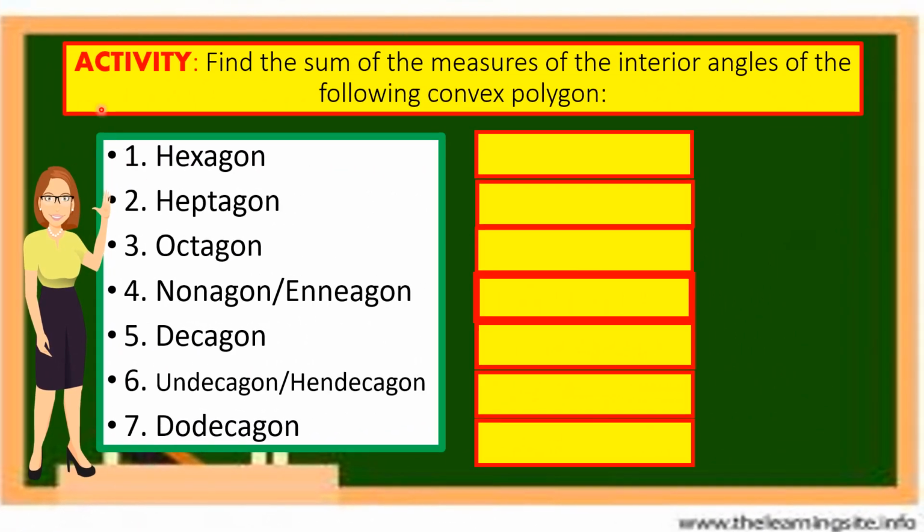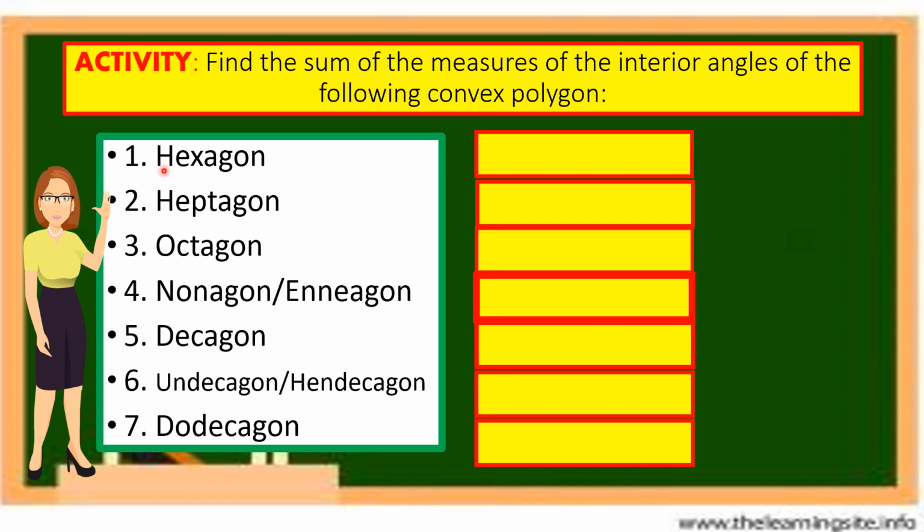We have the following activity. Find the sum of the measures of the interior angles of the following convex polygon. I will be answering problem number 1. Problem number 2 to 4 will be for group 1, and problem number 5 to 7 will be for group 2.